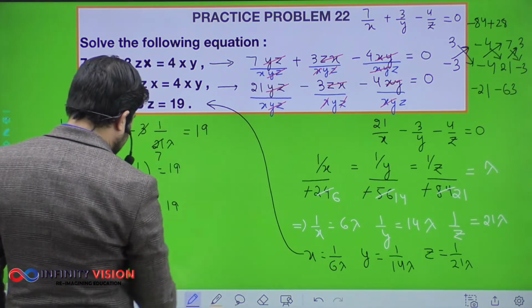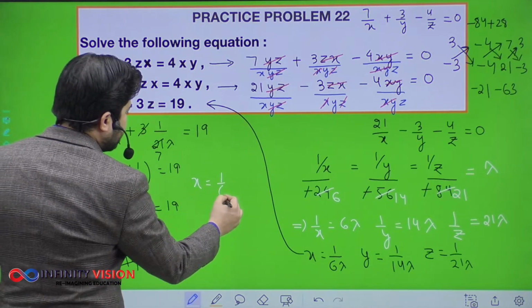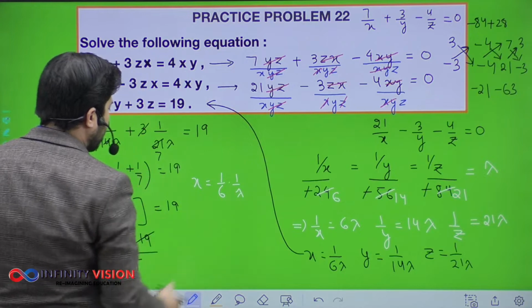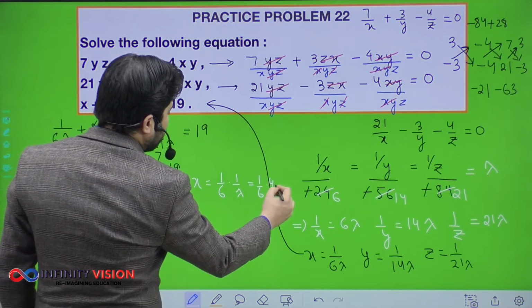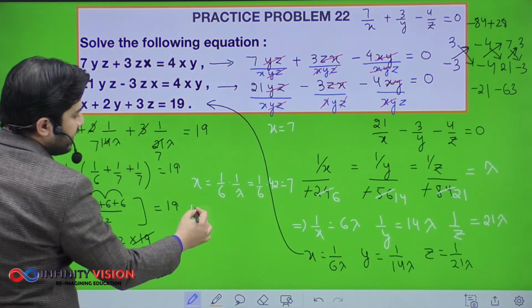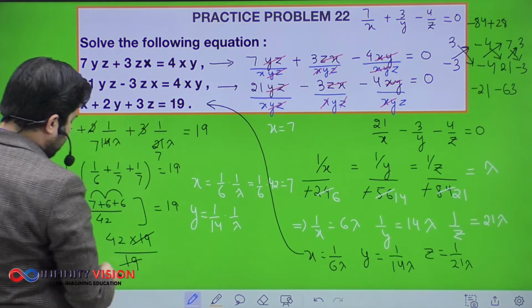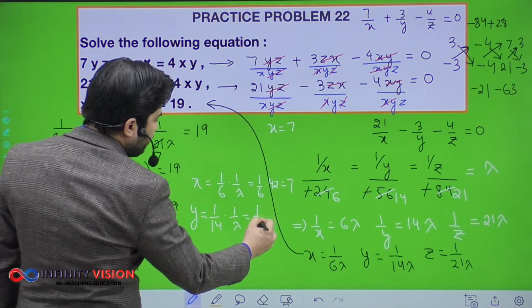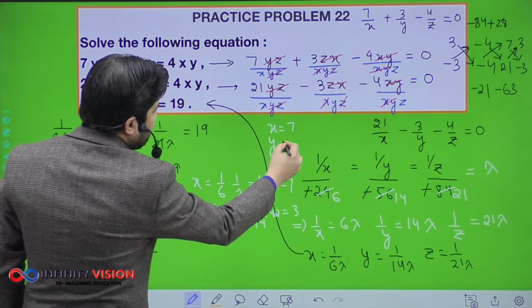So what we can say, my x is 1 by 6 into 1 by lambda, and my 1 by lambda is 42. So 1 by 6 into 42 is 7. So my x is 7. What about y? My y is 1 by 14 into 1 by lambda, and my 1 by lambda is 42. So 1 by 14 into 42, that is 3. So my y is nothing but 3.